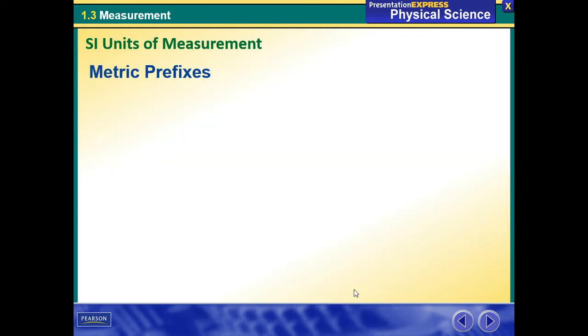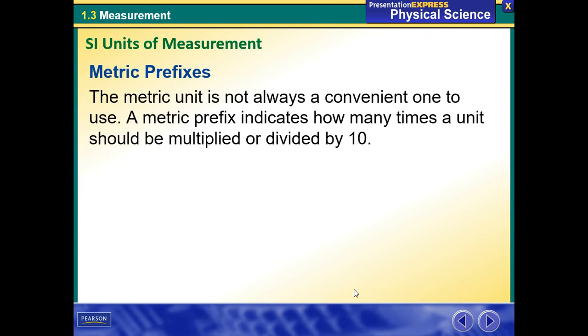The next thing that we're going to hit on is metric prefixes. Now, a metric unit is not always a convenient one to use because maybe the object is very small or very large. So we add prefixes to the beginning of a word to indicate how many times we multiply or divide that base unit. So prefixes mean in front of the word.